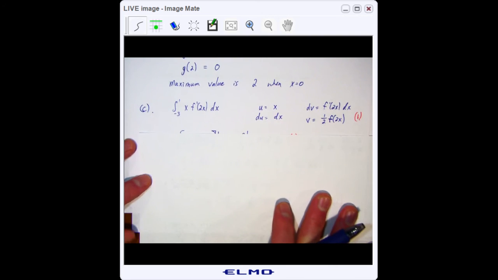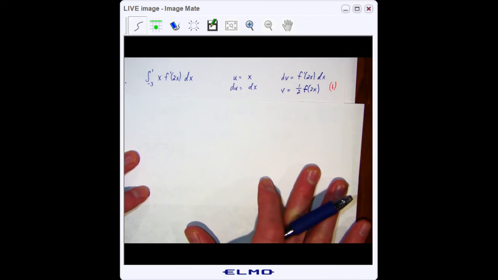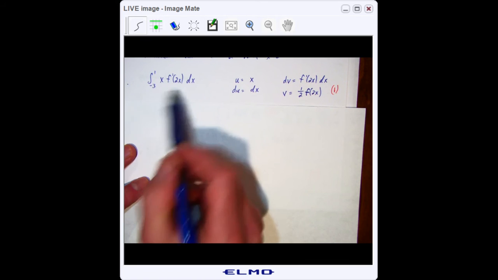This one, there's a lot to this one. This was another one that's quite challenging. Okay, let's start with this. All right, you have to use integration by parts.